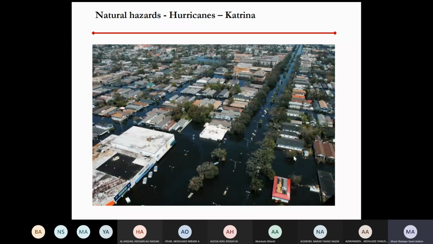Now, this was a picture of a neighborhood during Hurricane Katrina. You can see that it comes not just with a storm, but with water and wind at the same time. So it brings all this water that floods the entire place, while the wind damages the property, structures, roofs, buildings, and all that.